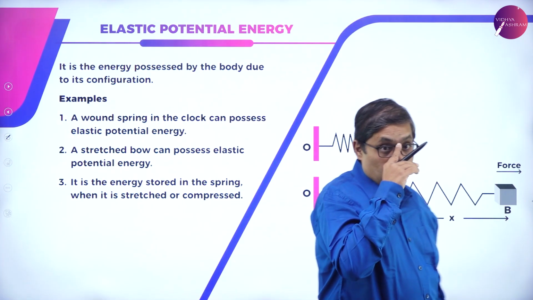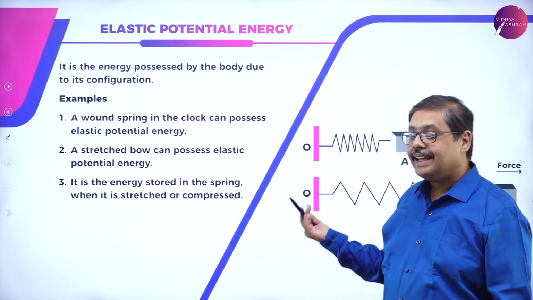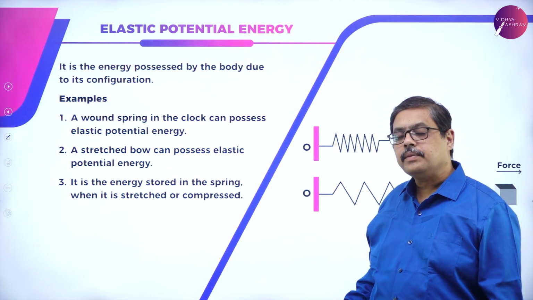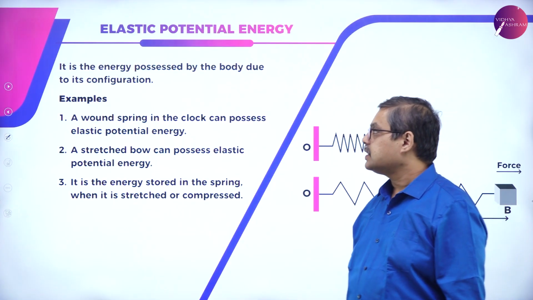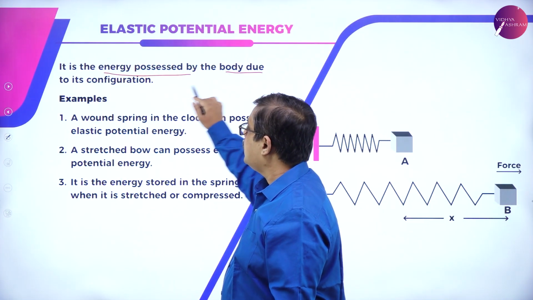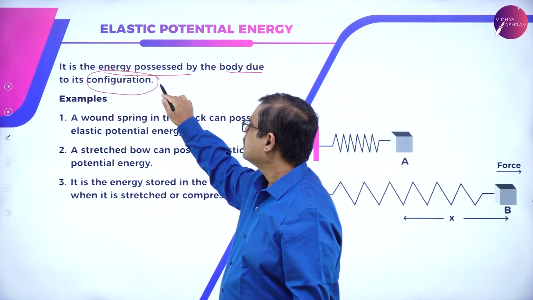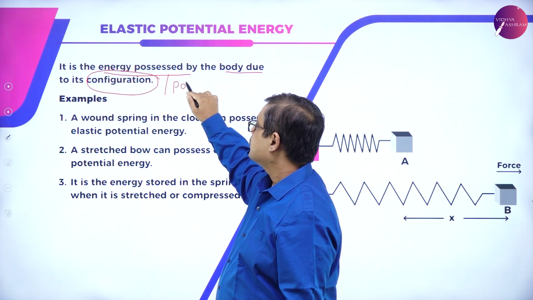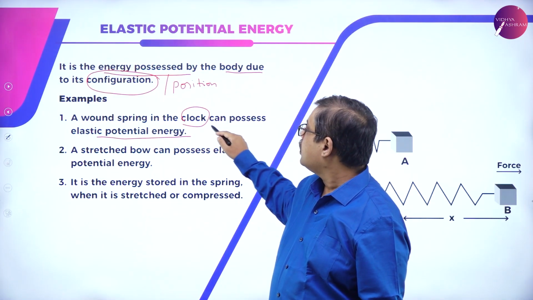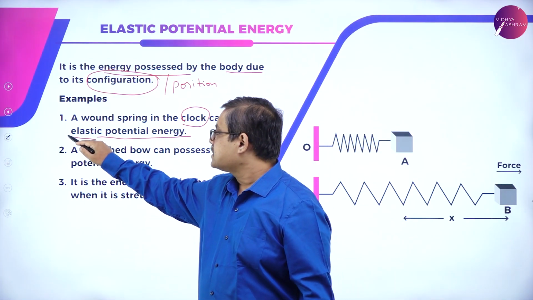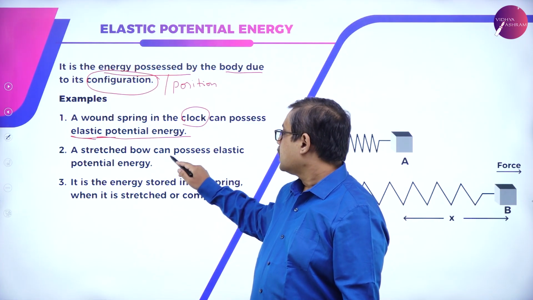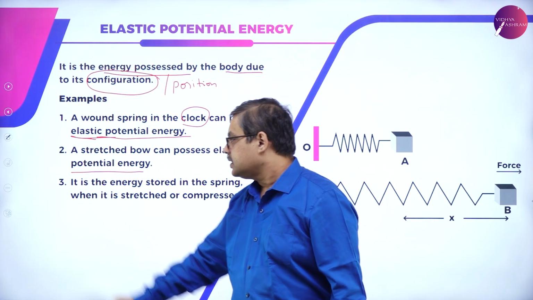Now, let us move on and check what is elastic potential energy. In the previous class, we had checked slightly about the gravitational potential energy. It is the energy possessed by the body due to its configuration or position. Let us have a look at the examples. A spring wound in a clock can possess elastic potential energy. A stretched bow, a bow and an arrow, can possess elastic potential energy.